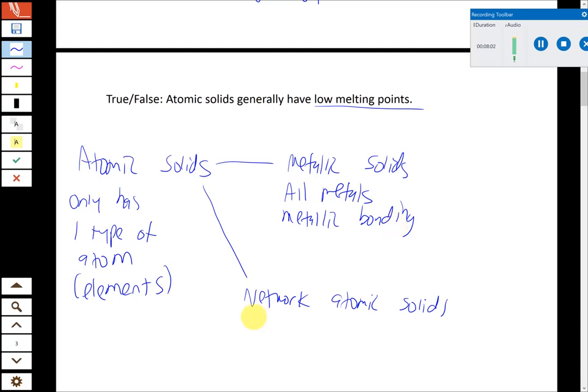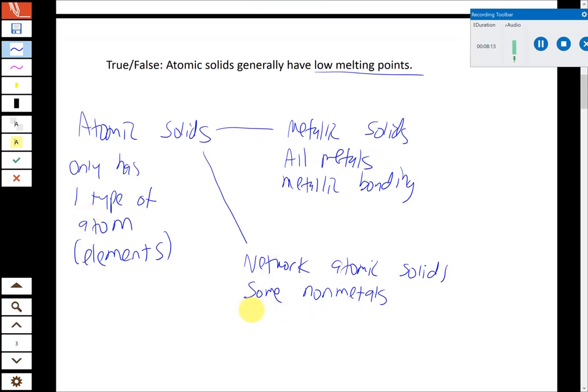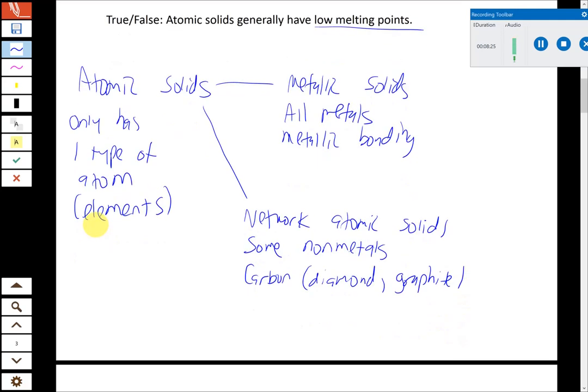Network atomic solids are going to be some nonmetals. There's not too many that actually would fall in this category, but the classic one is really both forms of carbon would be classified as network atomic solids. So diamond and graphite, really this whole group 4, and then silicon, germanium. These elements that occur in group 4, and perhaps some of the ones around them, would also sort of fall in the category. These are network atomic solids, so they don't form molecules like many of the other nonmetals do.